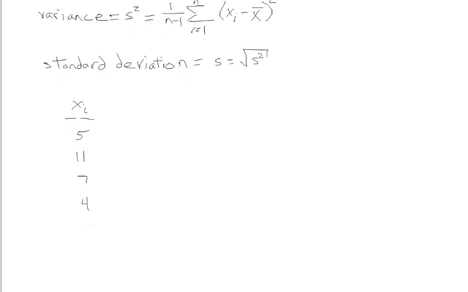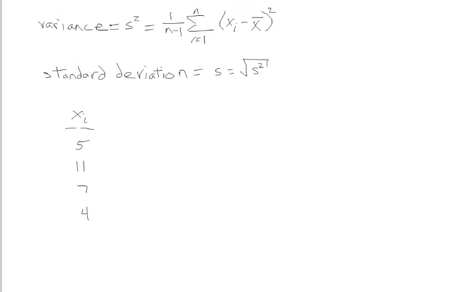And then I have four numbers, so I have xi as 5, 11, 7, and 4. And what I like to do is create a little chart and do one piece at a time. So if you notice, we need the summation of all of our (xi minus x bar) squareds. So the next thing I'm going to do is create an xi minus x bar column. And then I'm going to create another column that is (xi minus x bar) squared.